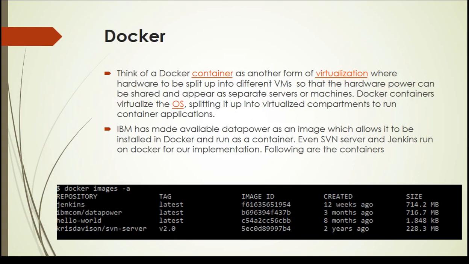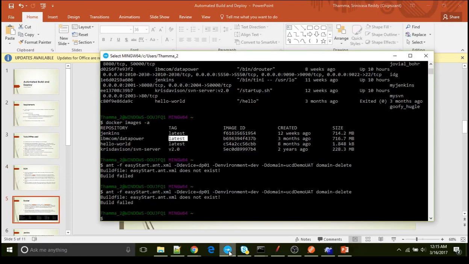So we are using SVN Server and Jenkins. We are using DataPower as a Docker image here. So this is the Docker, and you can see this is the Jenkins image. This is the ID, data, and then DataPower and SVN Server. Chris Davison SVN Server version 2. I used version 2.0, because I had some issues with version 1.0. Following up on some forums, they suggested version 2.0 is pretty standard, so I use that one.